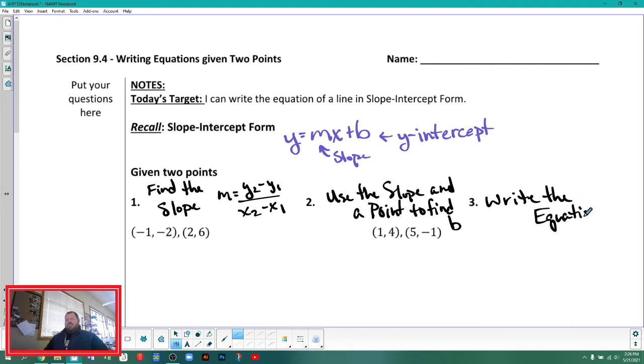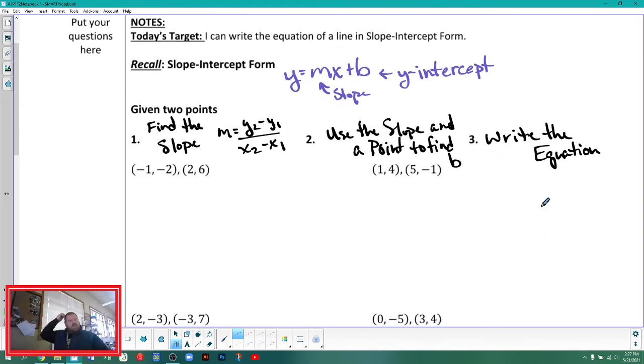So we are mixing some strategies here. Not the equations, there's only one of them. We're finding the slope. That's something we did a couple units ago, a couple weeks ago. We're using the slope and a point to find b. This is what we did yesterday. And then bringing those two together to write the equation. So let's go ahead and take a look at it.